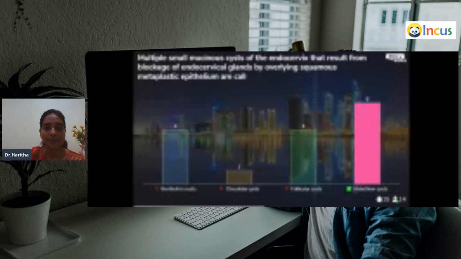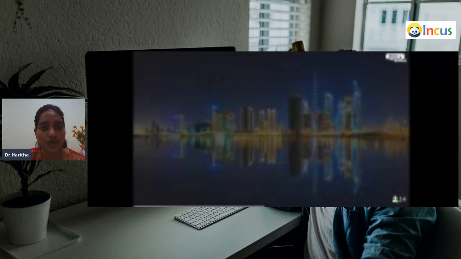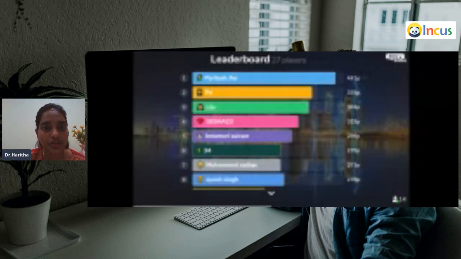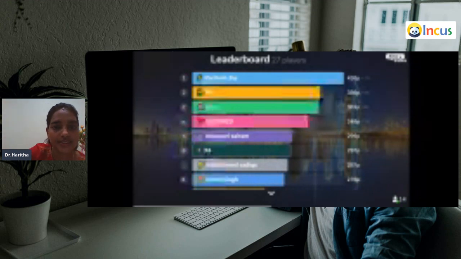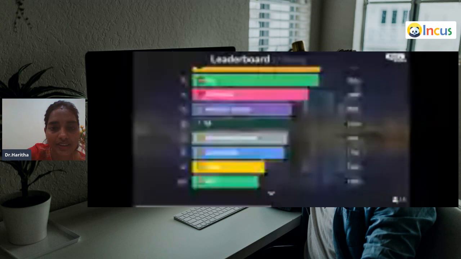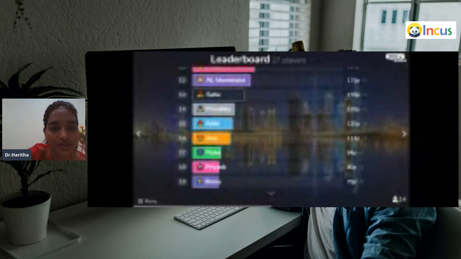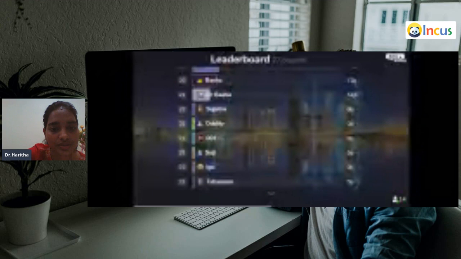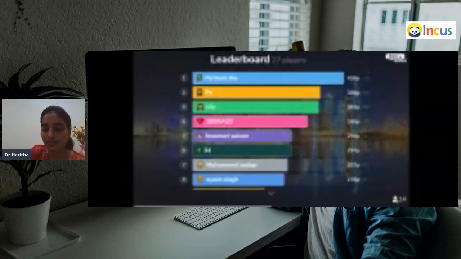Straight answers. So let us see the dashboard, the leaderboard. Paritosh Jha, Prai, Lily, Sesha, Sairam, Suhu, Anu, Priyanka, Bahu, Tabasum, Sujata. Come on, push yourselves.